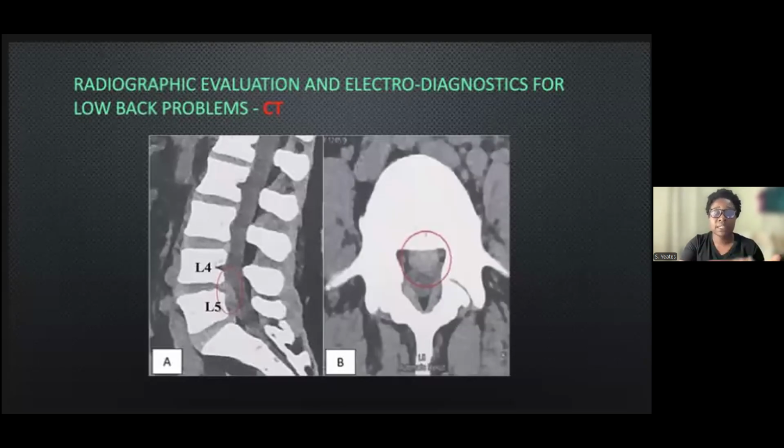The advantage of a CT over an MRI is that it's faster, and you would want something that's faster, particularly for patients who have difficulty lying still for a long time. It's also less expensive and less claustrophobic. The disadvantages, however, are that it involves ionizing radiation, and the sensitivity is lower than an MRI or a myelogram CT.